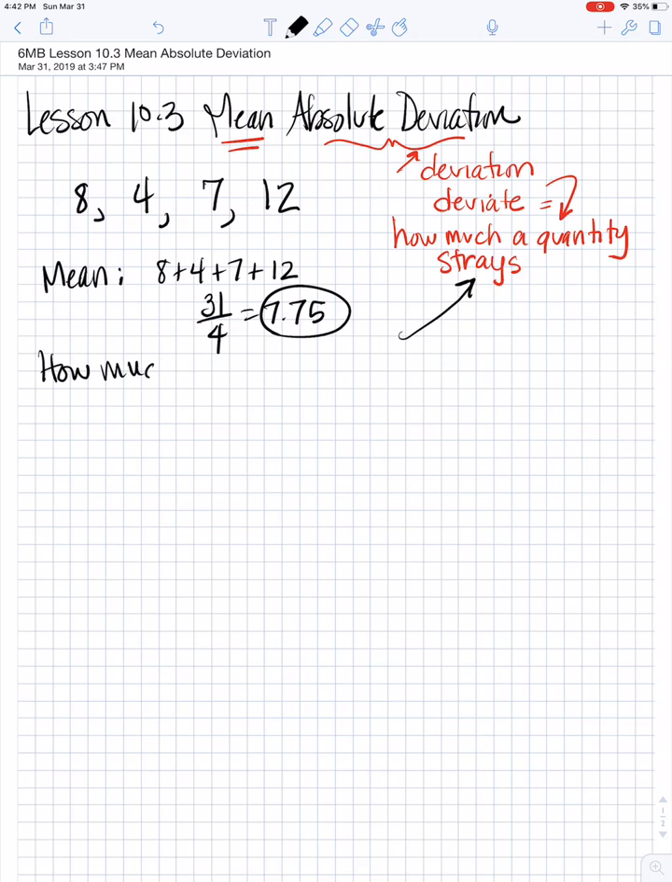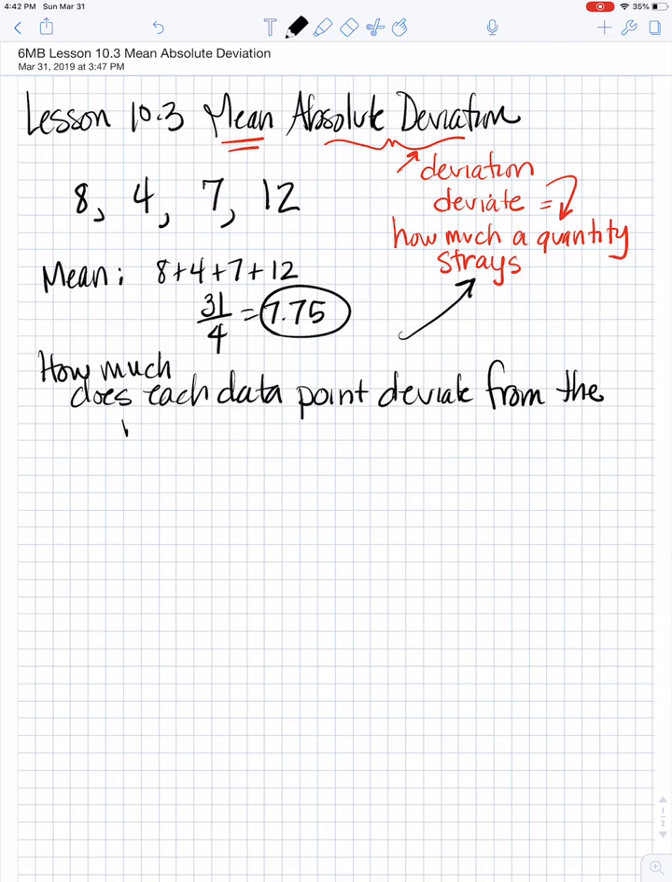Now, to figure out the absolute deviation, we've got to figure out how much does each data point stray, deviate from the mean. That's what we're looking at here. How much does each data point deviate from the mean? All right, so absolute value just means it doesn't really matter which one you subtract. I can do absolute value of 8 minus 7.75. And I can get an answer there.